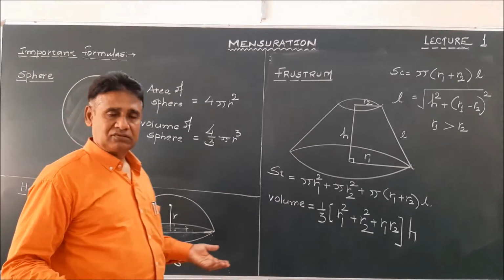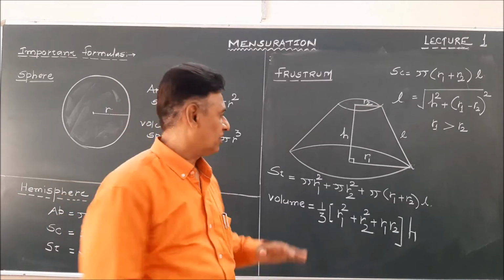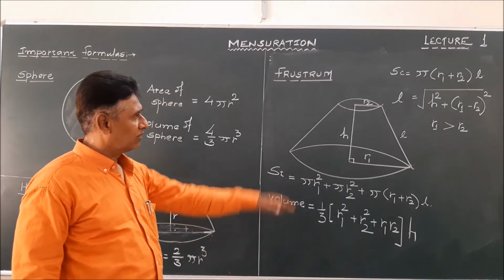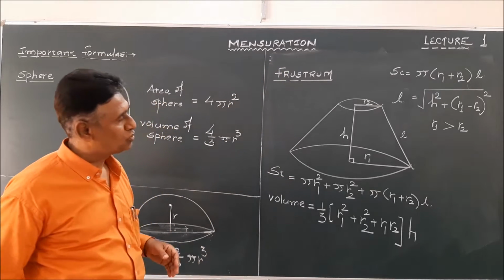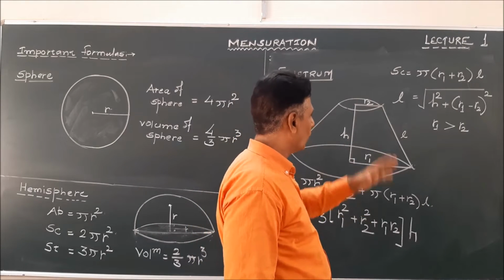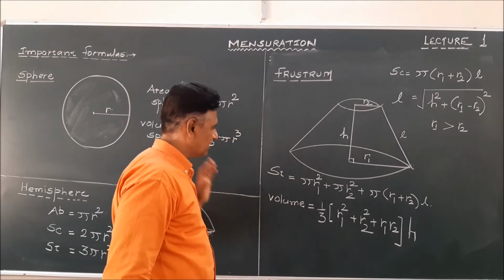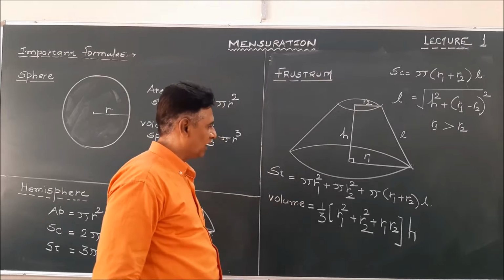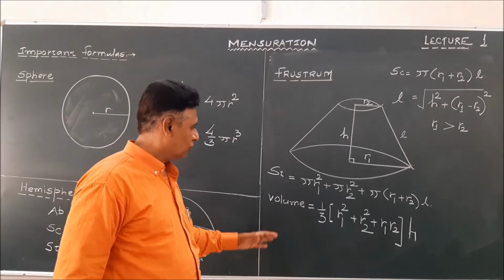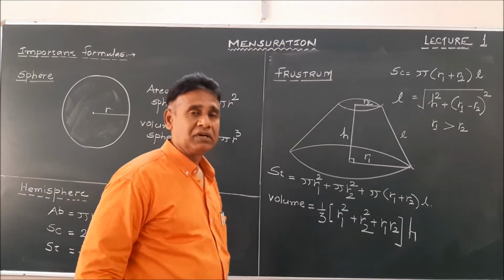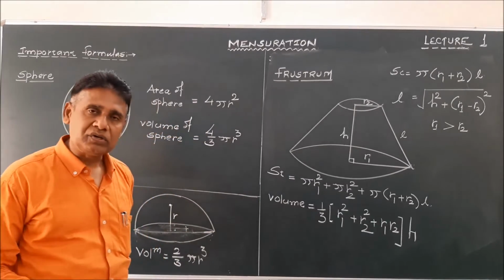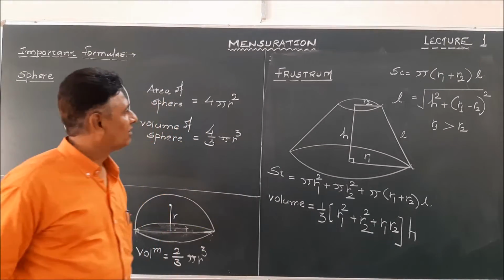First term is also of the shape of a bucket. If I make it inverted, it will become a bucket. So here curved surface area is pi into bracket R1 plus R2 into L. Slant height is the square root of x square plus R1 minus R2 the whole square. Then total surface area is pi R1 square plus pi R2 square plus pi into bracket R1 plus R2 into L. Volume is equal to 1 upon 3 into bracket R1 square plus R2 square plus R1 into R2 into H. This all is about the first two.